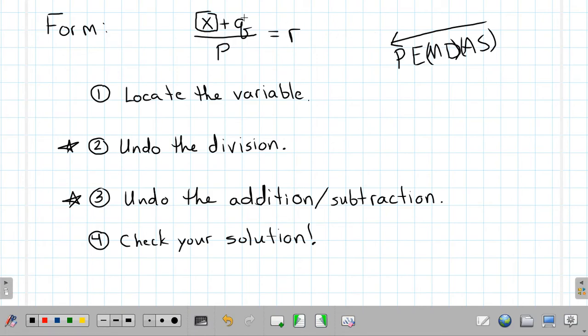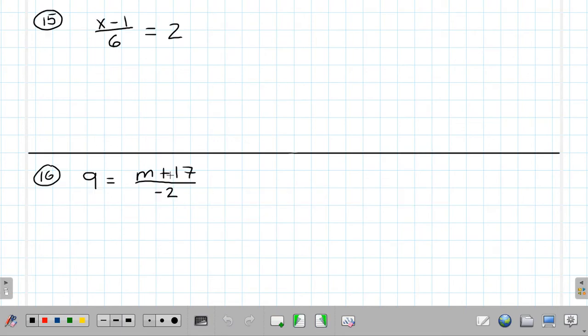We would be adding q first. Then we would divide by p. So that means the first step is to multiply times p. Then the second step would be to subtract q. So let me just go ahead and show you what I mean by that. So there's just 4 examples of this, but you've got to really pay attention.